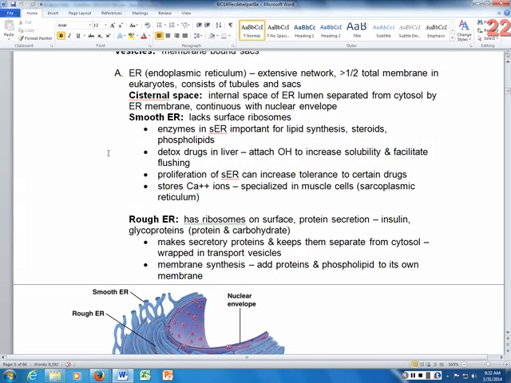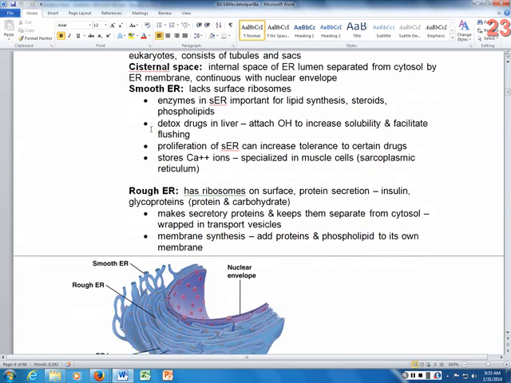So if you have a lot of proliferation of the smooth ER, it can end up increasing a person's tolerance to certain drugs. Some drugs are going to be processed in the liver before they actually act in the body. And so when you do that, a lot of times you have to take more and more and more of the drug because your body is adapting to it. In muscle cells, they're going to store calcium ions in the sarcoplasmic reticulum. You need the calcium ions to be able to contract muscles.